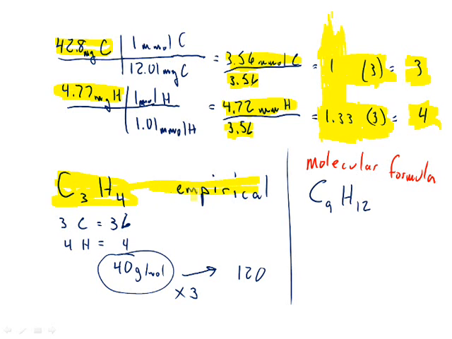That's the empirical formula. So how do I get the molecular formula? Well, this is the mass of the empirical formula, 40 grams. It's maybe 40.04 or something like that, but really close to 40 grams. And we were told that the molar mass of the molecule was 120. So I know that I'm going to have to multiply by a factor of 3. So I just multiply my empirical formula by a factor of 3 as well, giving me C9H12.